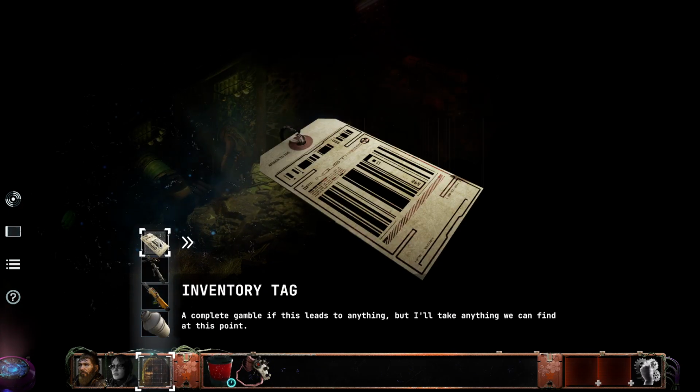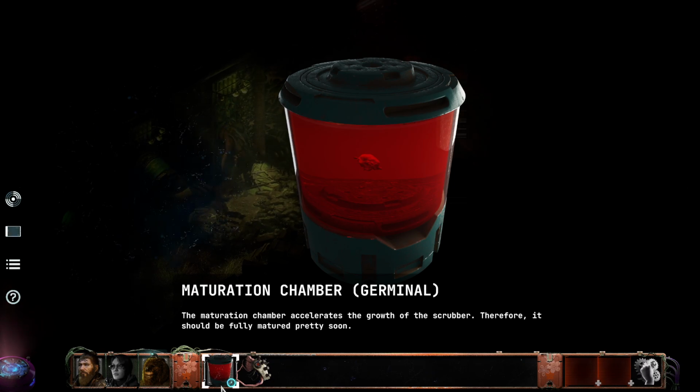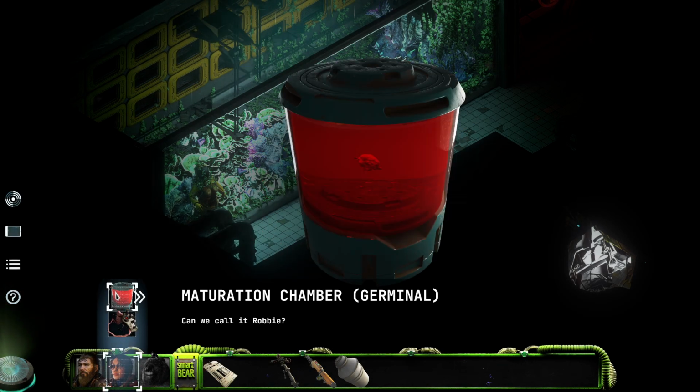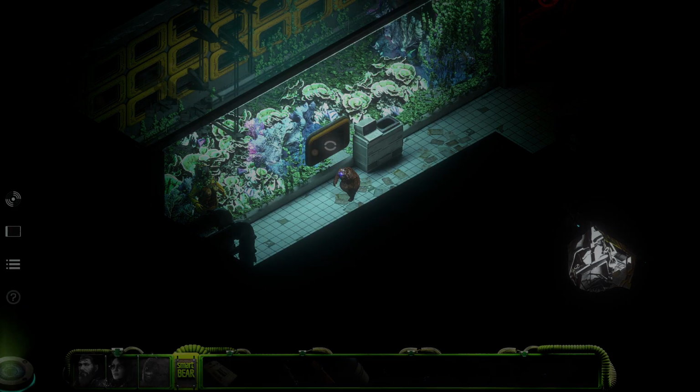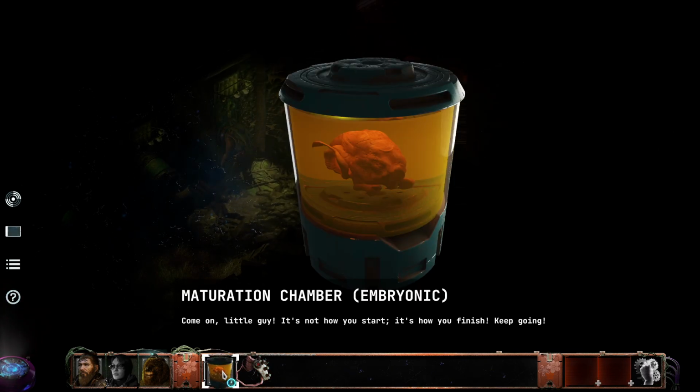And we don't have anything else. I mean, I'm wondering, we have never seen an item with this blue clock on it before. I'm wondering if it is actually like a certain number of real world seconds. Why would you want to call it Robbie? Oh, it for sure changed. Embryonic. Come on, little guy. It's not how you start, it's how you finish. Keep going.